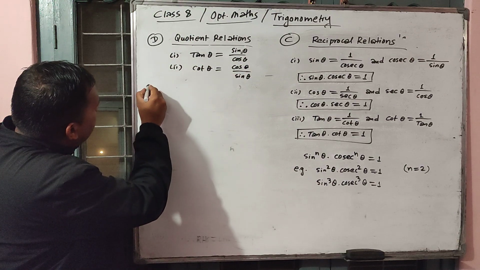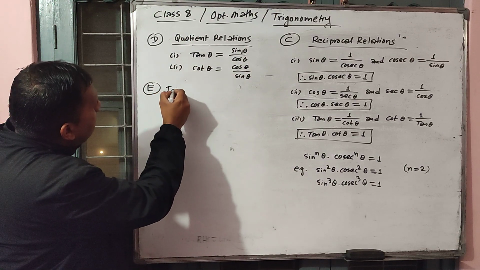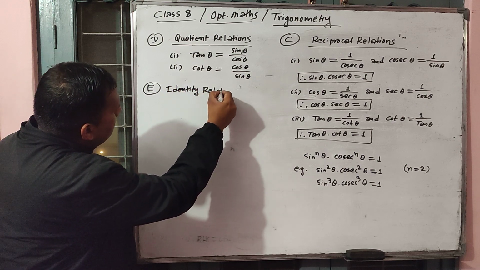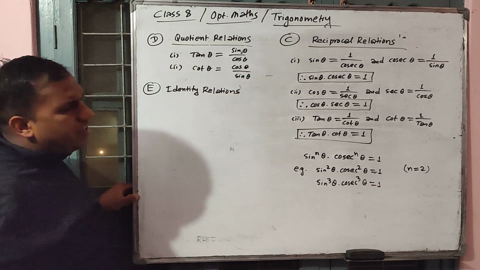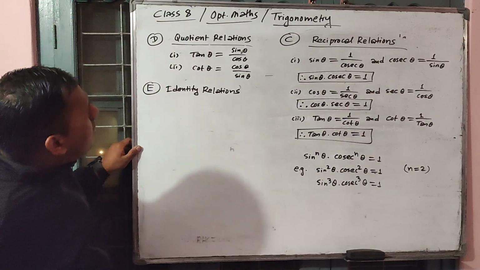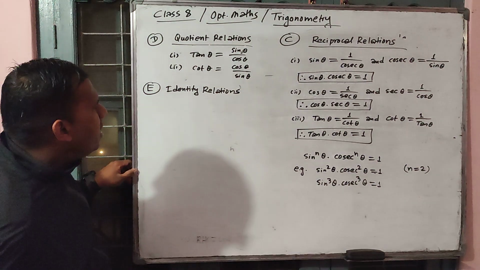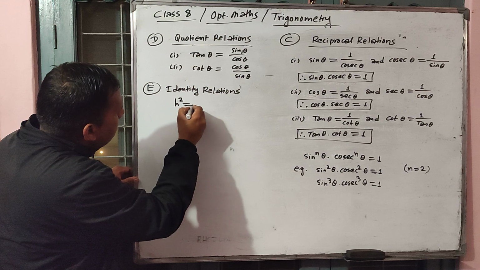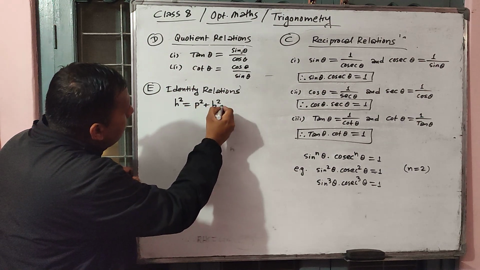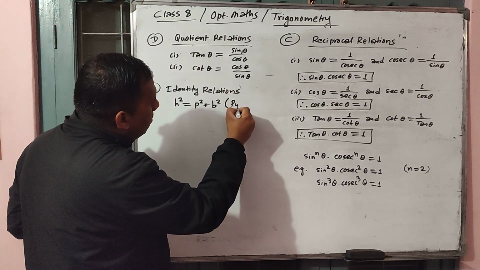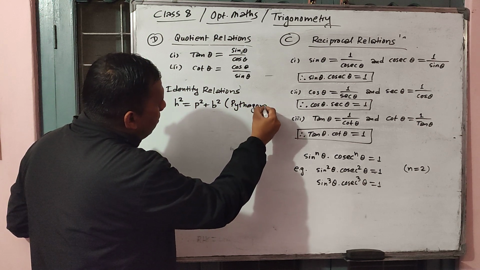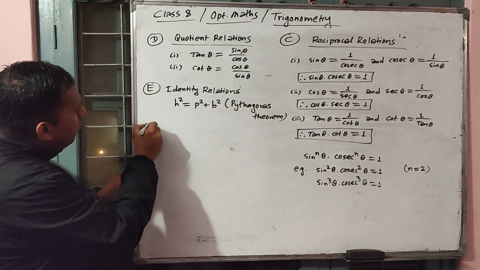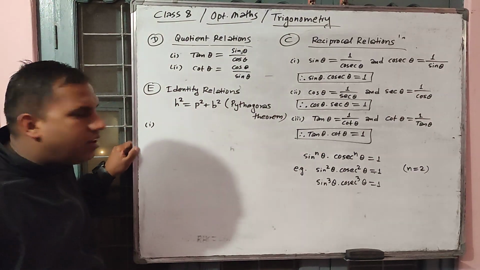Now next one is identity relation. In identity relation we use Pythagoras theorem. First of all, we need Pythagoras theorem: H square equals to p square plus b square, that is Pythagoras theorem. So by using this Pythagoras theorem we can derive the identity relation.